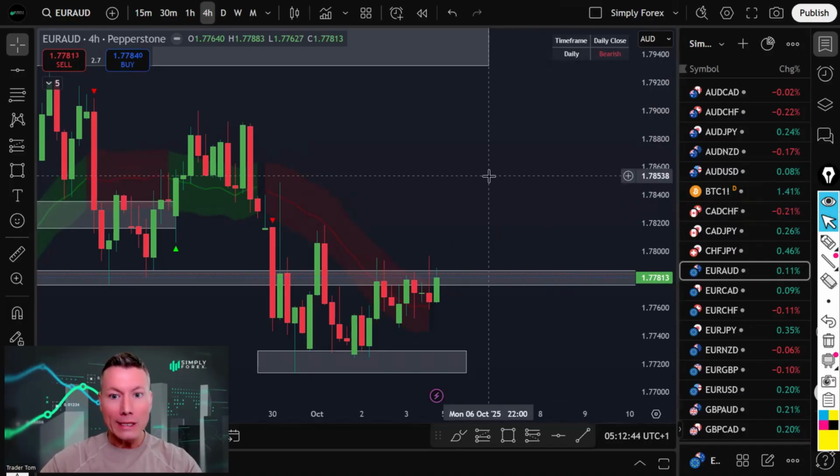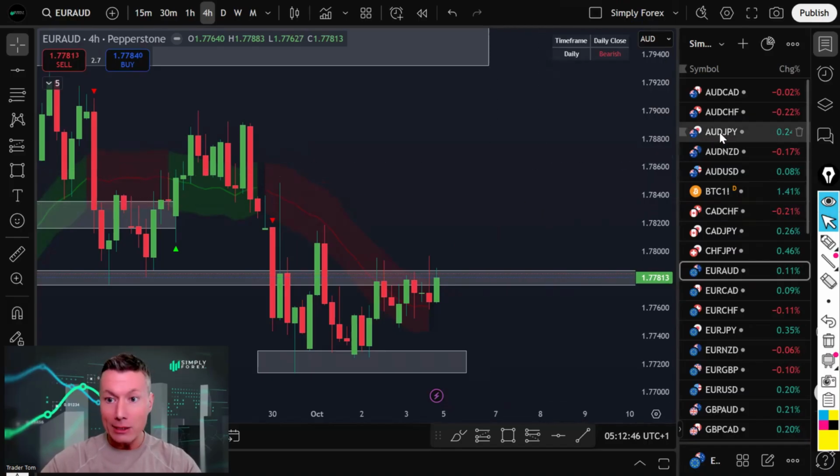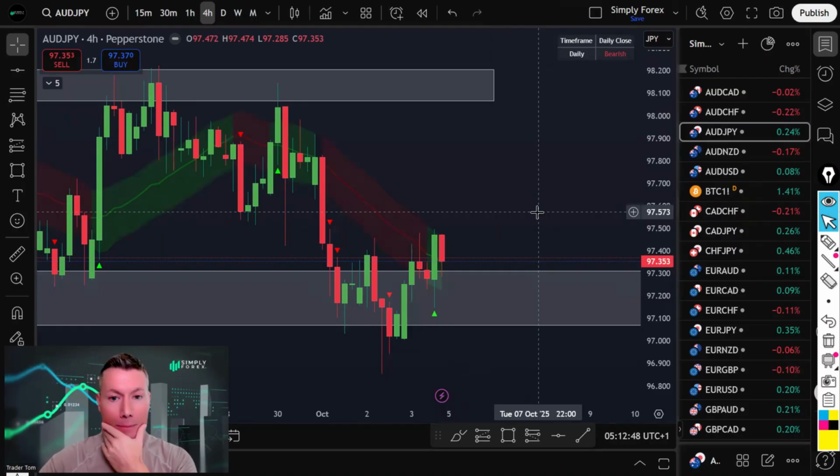One more Aussie dollar strength trade is Aussie dollar yen. But this is really interesting, what I'm about to show you guys, because yen is conflicted again across different pairs.